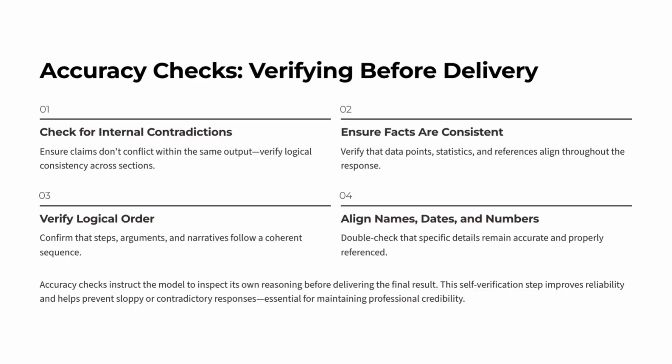Accuracy checks instruct the model to inspect its own reasoning before delivering the final output. This step improves reliability and helps prevent sloppy or contradictory responses. Accuracy checks include: check for internal contradictions. Ensure facts are consistent throughout the response. Verify logical order of steps or arguments. Align names, dates, and numbers correctly. These checks protect your credibility and ensure the deliverable meets professional standards.